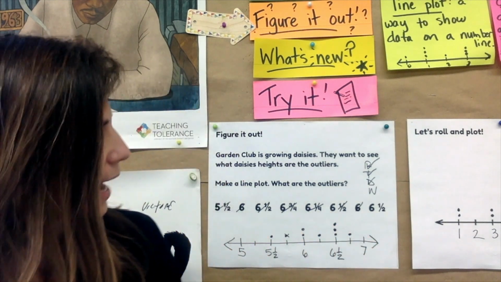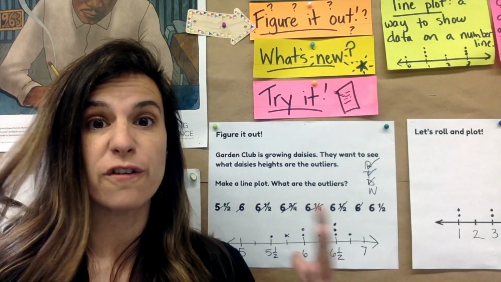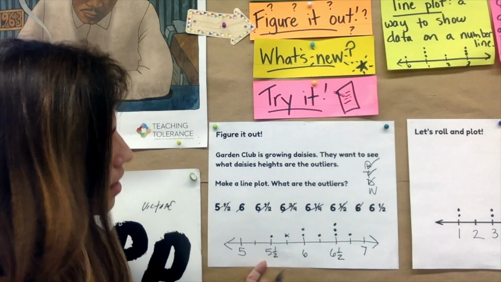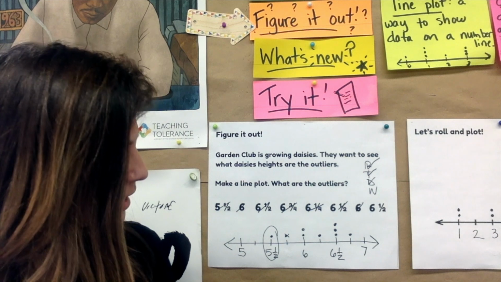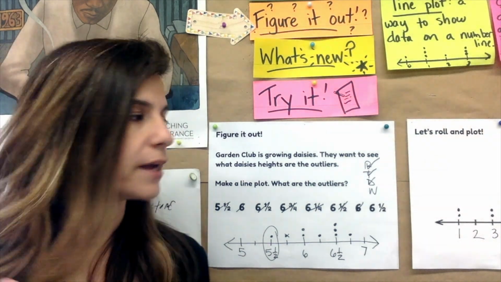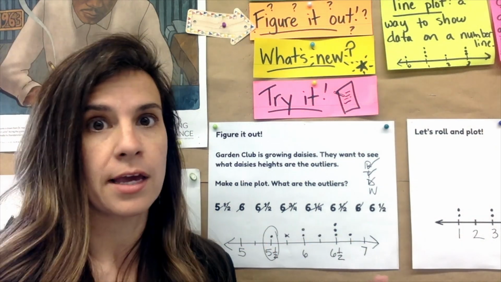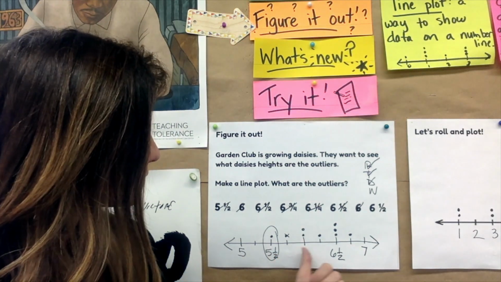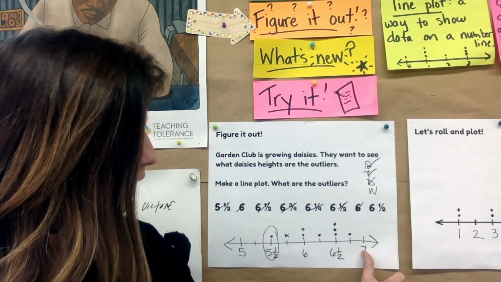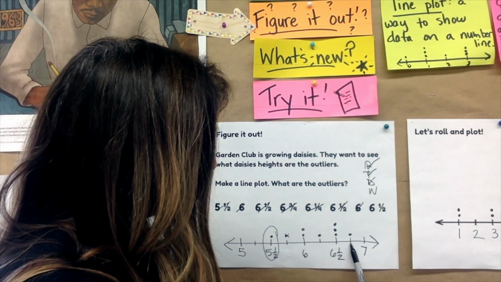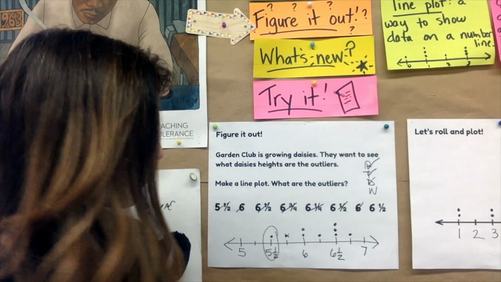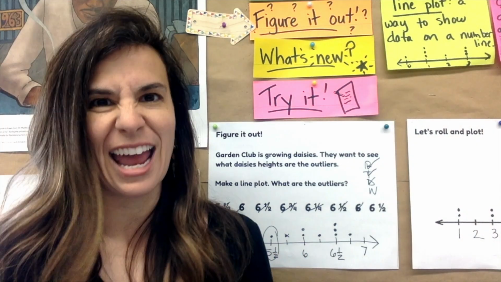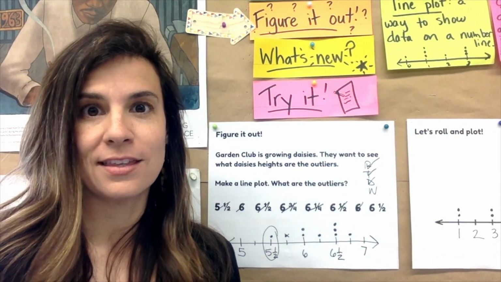So what are the outliers here? What are the ones that are the furthest from the data set? It looks like this 5 1/2 is kind of far from the data set, although not so wildly different, but it is different. Most of them are 6 or higher. And I don't think this one is. This is 6 3/4. That's not that different than 6 1/2. So I would say that 5 1/2 is probably our outlier in this data set.